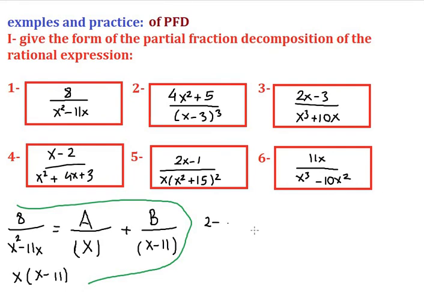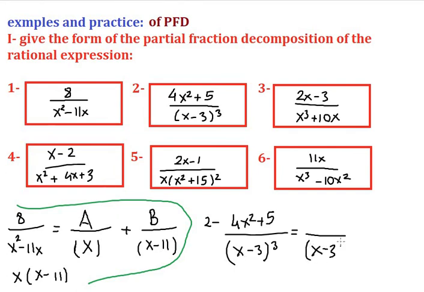For number 2, we have 4x squared plus 5 over x minus 3 to the third power. Again, the numerator is not greater than the denominator, so we don't have to worry about it. Now we have 3 different factors, which are repeating linear factors: x minus 3, x minus 3 to the second power, and x minus 3 to the third power.